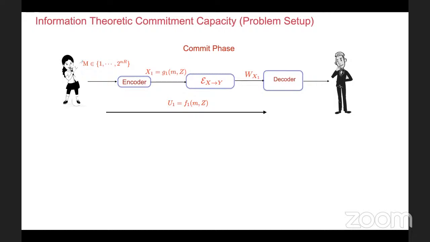What the channel does is that it spits out a quantum state depending upon the input which Alice had sent to the channel. Also, Alice sends a classical input to Bob over this channel. Depending upon the message she wants to send and her private randomness, she applies some function, and in the end she sends some U1 to Bob. So this is the first step of the commit phase.